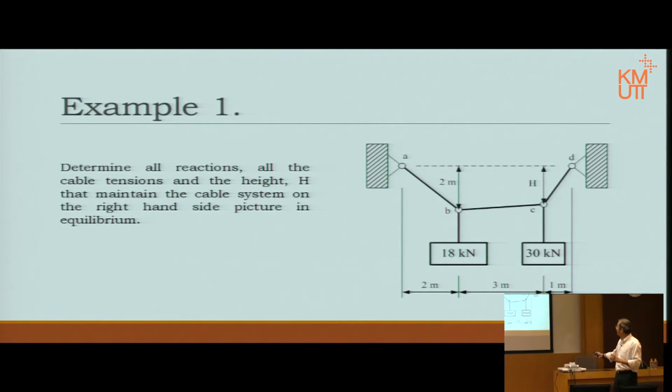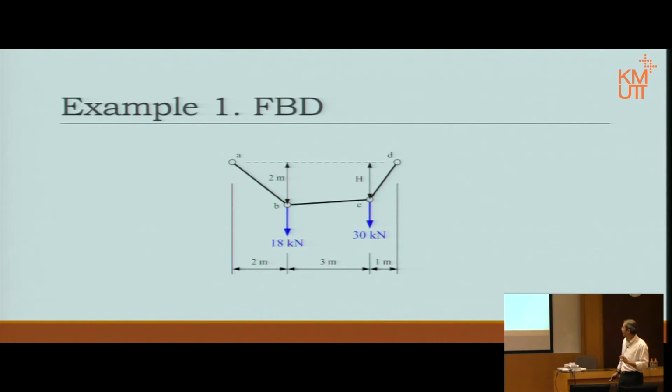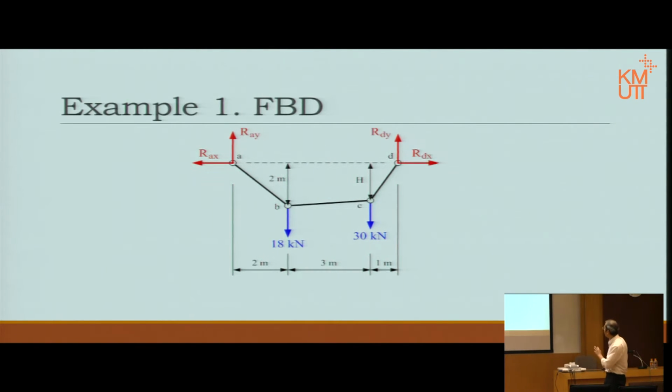So here we are with the free body diagrams. This is just the body from A to D. Point A, point B, point C. This is the whole body. Then we have the two action forces, the 18 kilonewtons and the 30 kilonewtons. Of course, at point A, we have the pin support, two reactions there. At point D, we also have a pin support, with two reactions there as well.